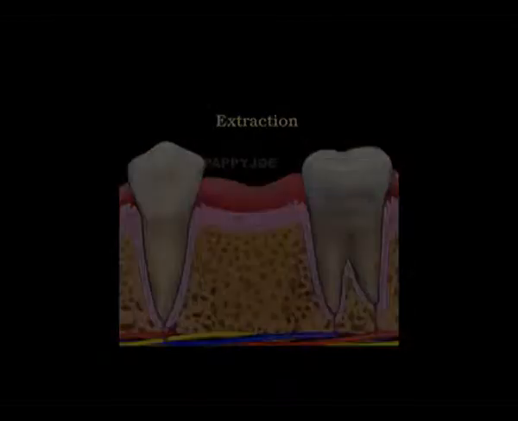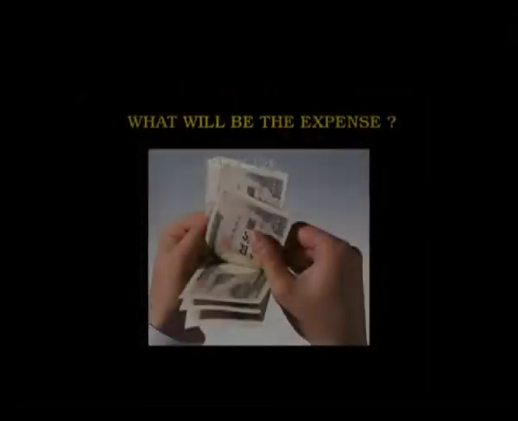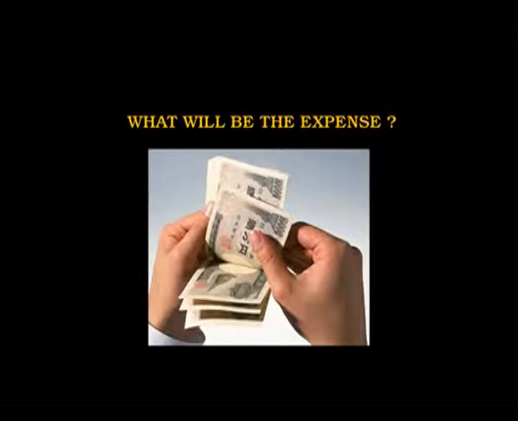What will be the life of a treated tooth? If oral hygiene is maintained properly and instructions are followed strictly, then the tooth will last the whole life. What will be the expenses? It is worth to spend some money to preserve a natural tooth. An artificial tooth, which is more expensive than a root canal treatment, can only be a substitute for a natural tooth, but never can it be as perfect as a natural tooth.